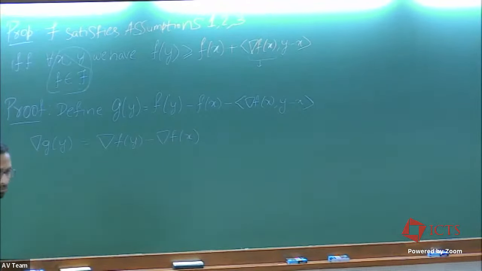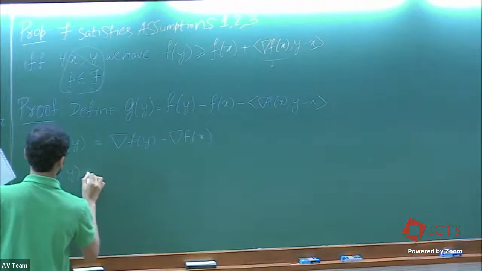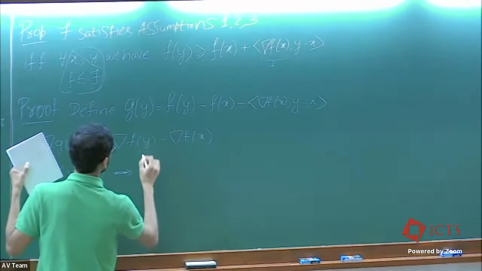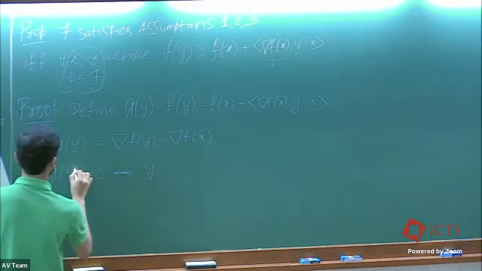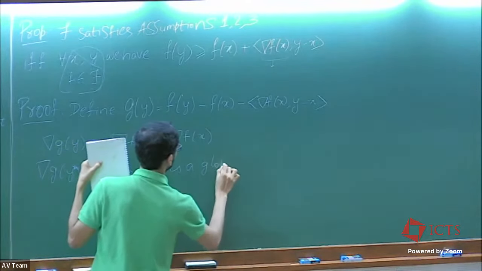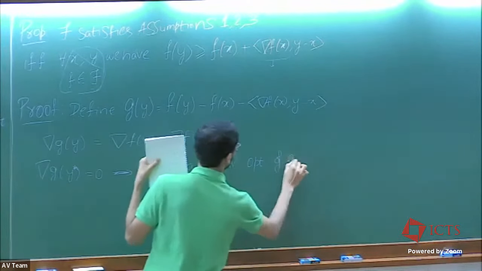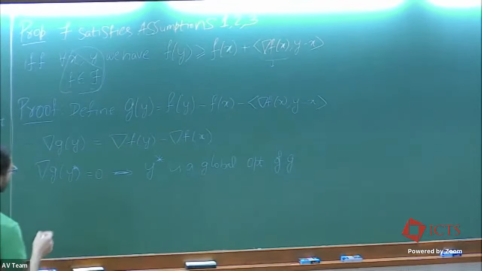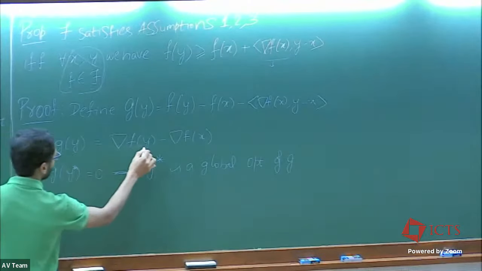Okay, so grad g of y is this, and by the assumption, if we assume this, grad g of y equal to 0 implies y, let's say y star, is a global optimum of g. So in particular, we know that this is optimized.